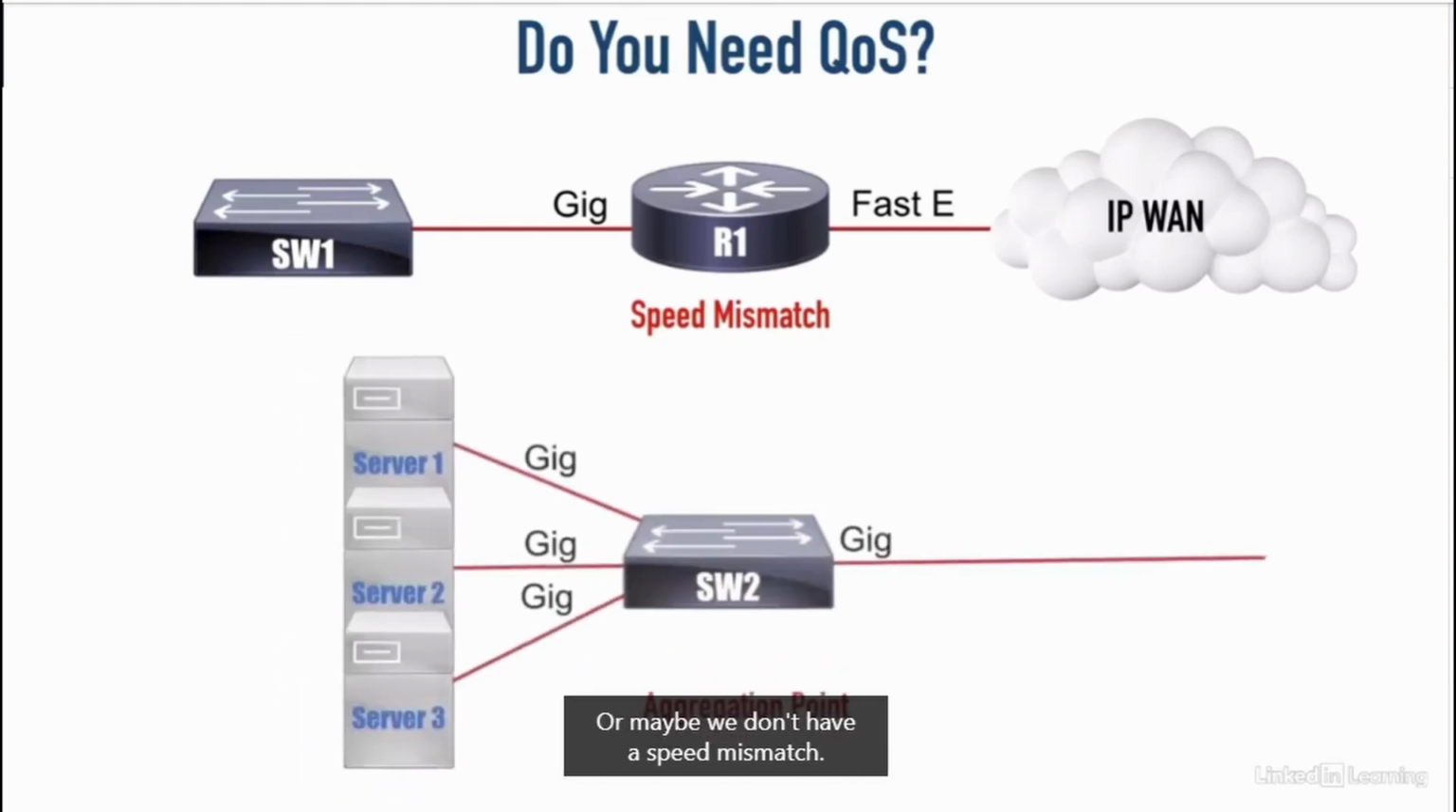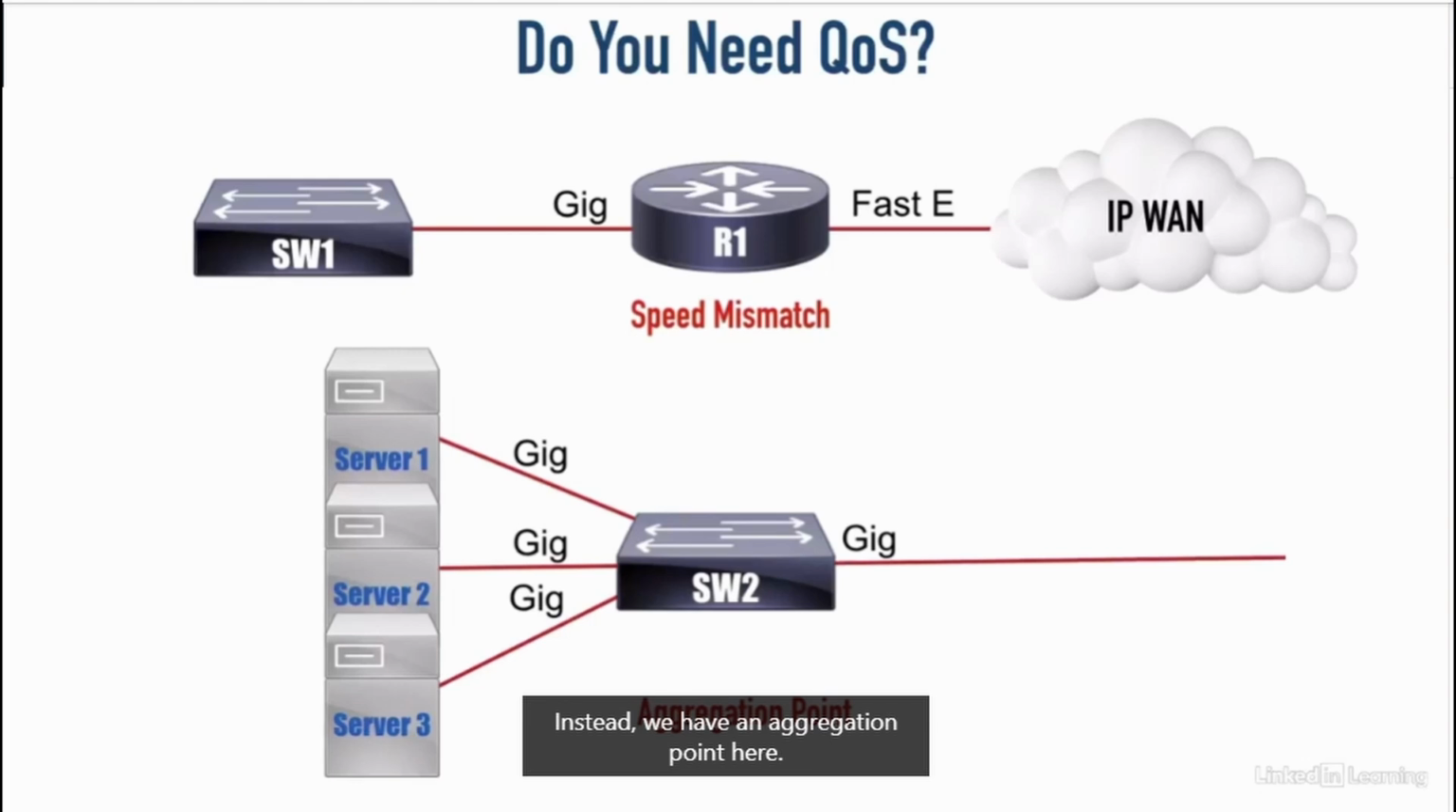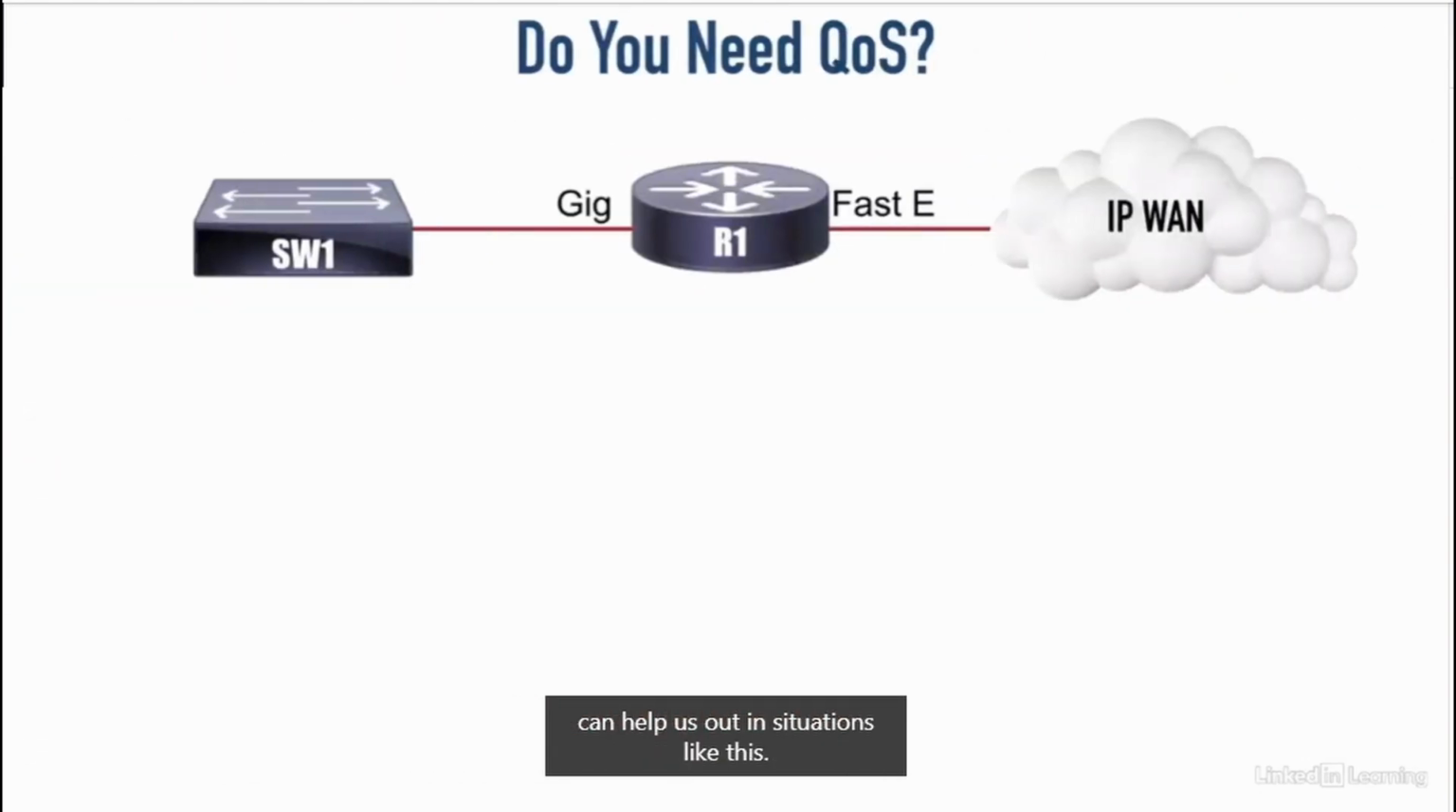Or maybe we don't have a speed mismatch. Instead, we have an aggregation point. Here we've got an Ethernet switch and all the ports are running at a gig speed, but maybe we've got a bunch of servers coming into the switch and we're all trying to leave this server farm on a single gig link. We're coming in with multiple gig links and leaving on a single gig link. That could cause some oversubscription of the bandwidth and cause congestion even on a high-speed switch network. The great news is we've got some quality of service mechanisms that can help us out in situations like this.